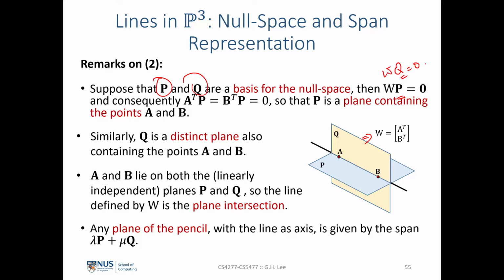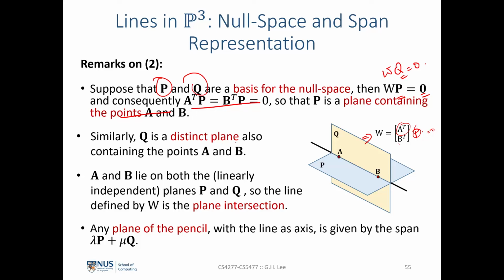Consequently we would have A transpose P equals 0 and B transpose P equals 0, given by the definition of this here. So multiplying this would be equal to 0, and multiplying this would also be equal to 0. So P is actually a plane containing both the points A and B, since this equation shows the incidence relation of A and the plane P, as well as B and the plane P here.